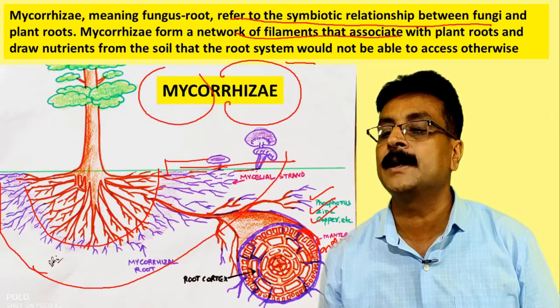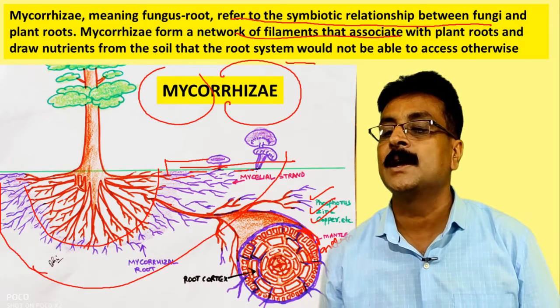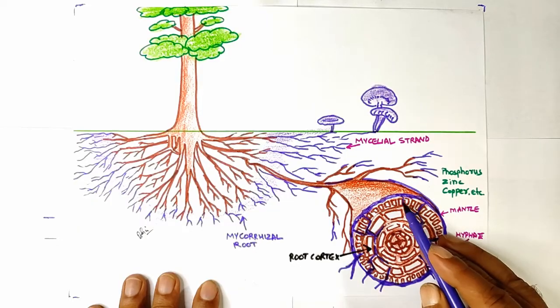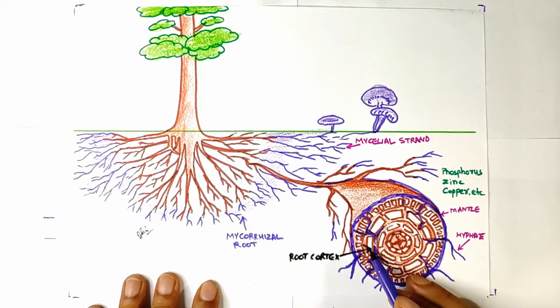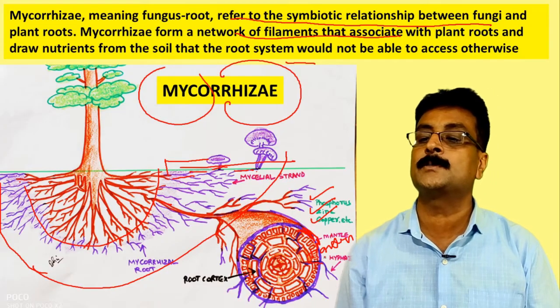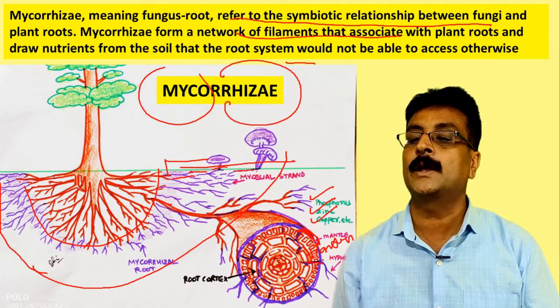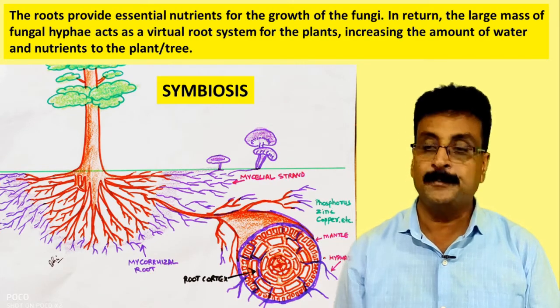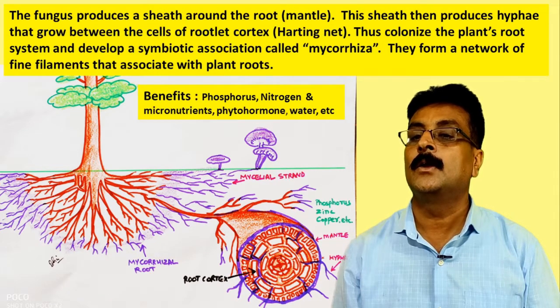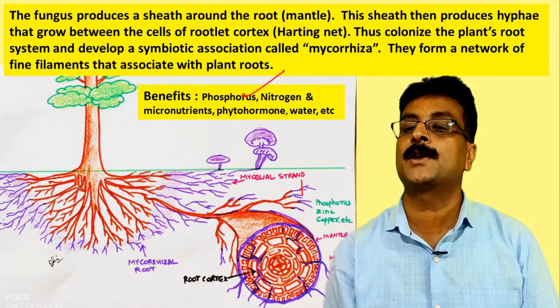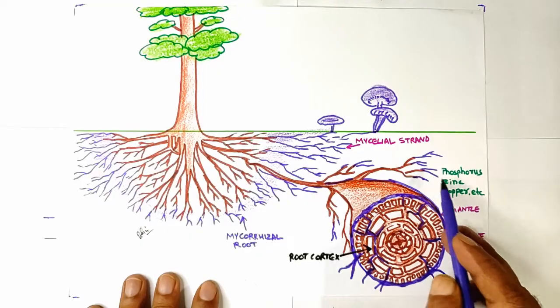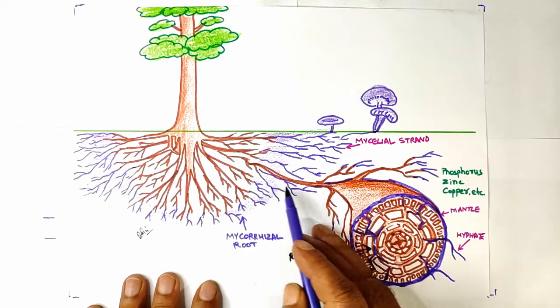The Hartig net is there. It goes in the intercellular spaces, and then it doesn't harm the tree. It goes in the intercellular spaces of the root cortex, and then it provides a lot of benefits like phosphorus, nitrogen, micronutrients, phytohormones and water to the tree.